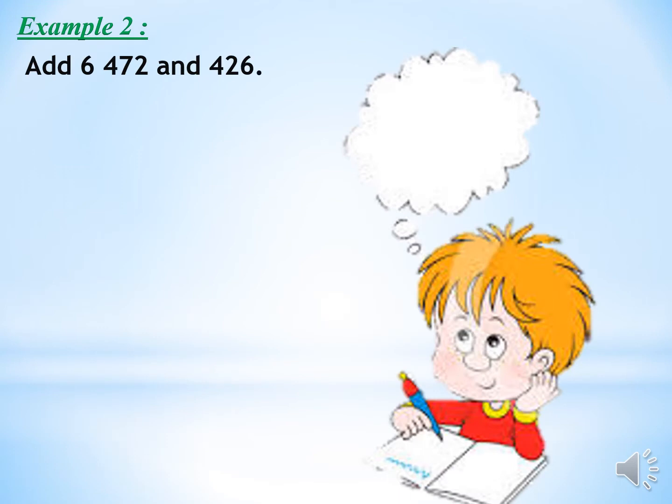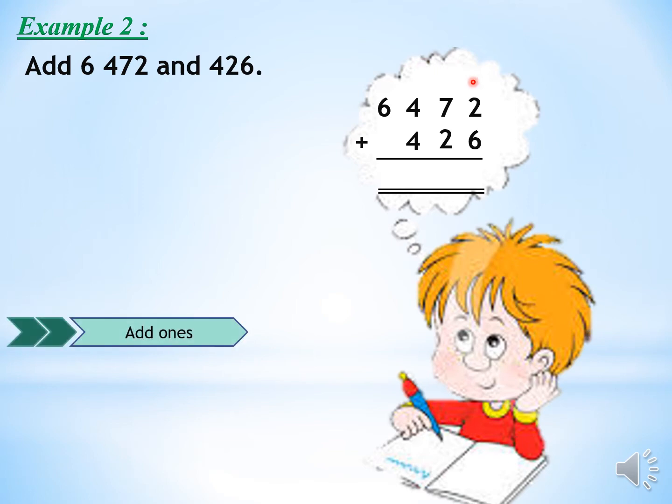Add 6472 and 426. Okay. To get the sum, firstly we can write it like this way. 6472 and 426. Okay, tell me, then from where do I have to start adding? Yes, I should start from the ones place. So, 2 ones and 6 ones, altogether 8 ones. Now, adding tens. 7 tens and 2 tens, 9 tens.